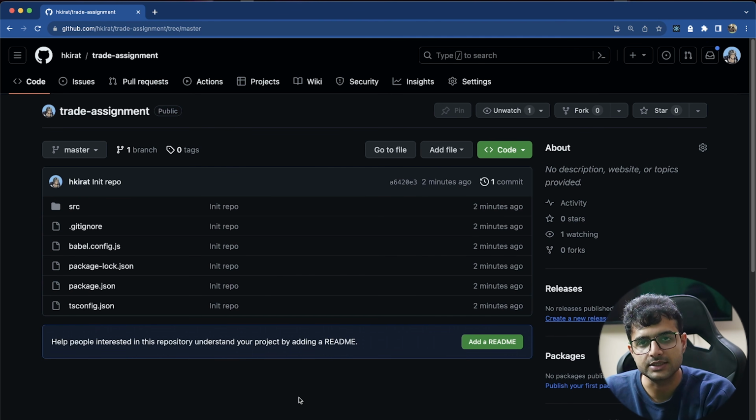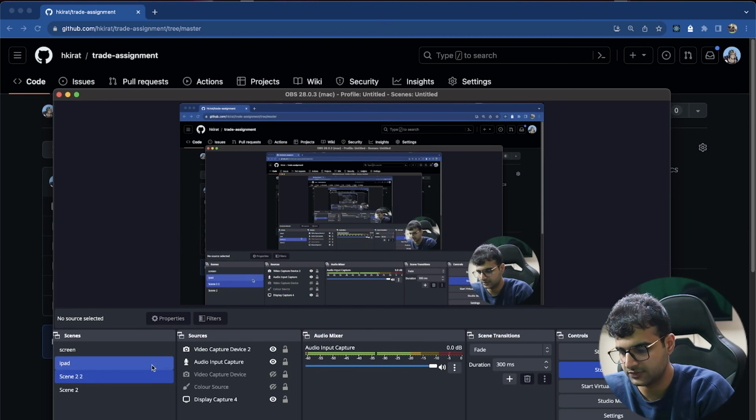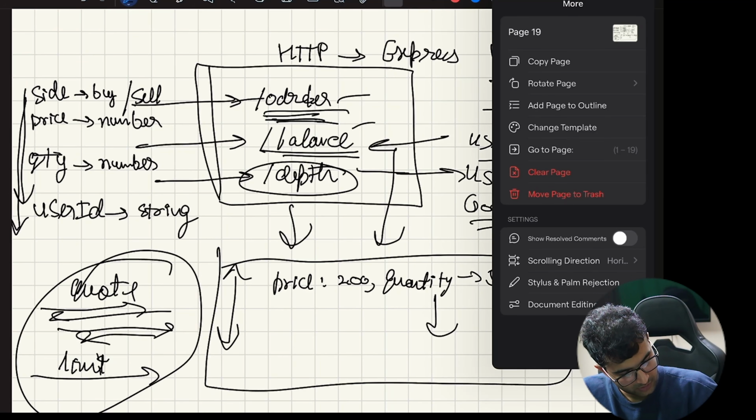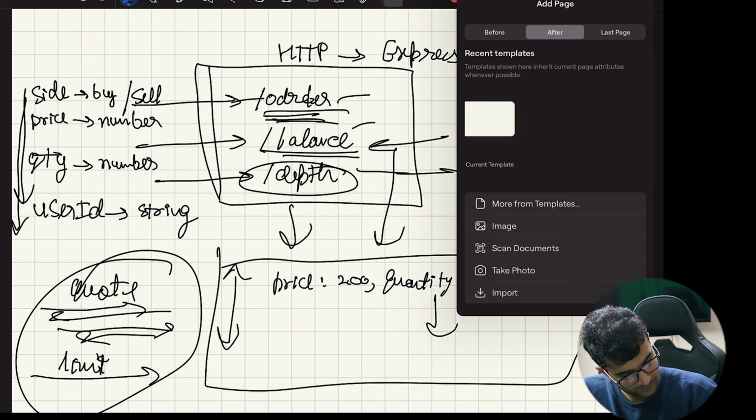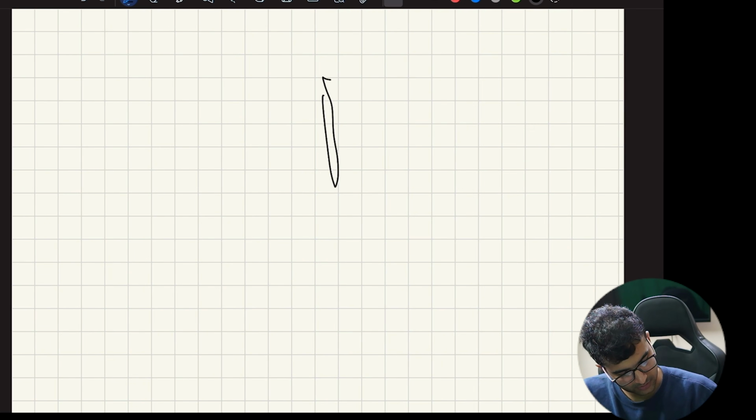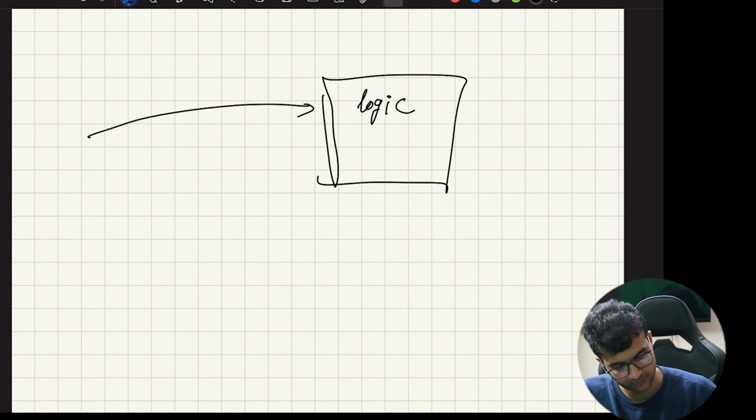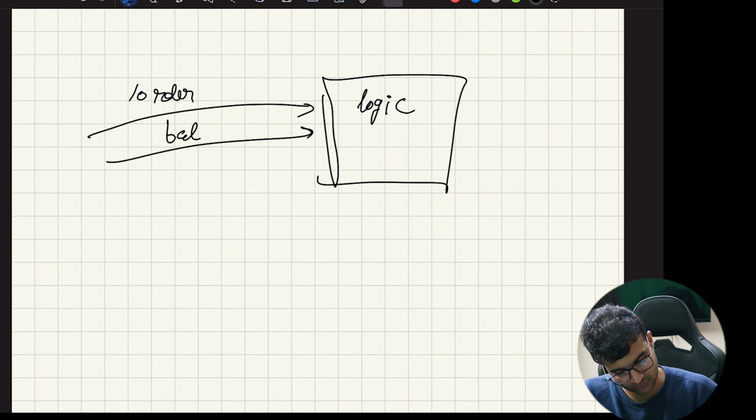What we've written is a simple HTTP server. For those of you who don't know, HTTP servers are basically places where you put logic that people all around the world can access. So if someone sends a request to your HTTP server, they can say, okay, I want to place an order, or I want to get back my balance, and so on and so forth. So we're trying to create one such HTTP server.